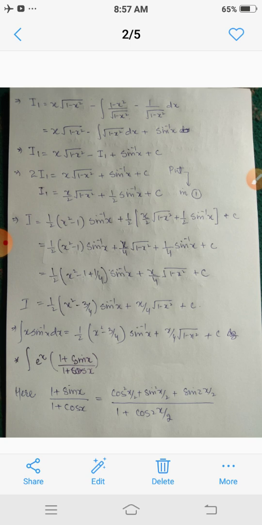By distributing this denominator, it is (1 minus x square) upon 1 minus x square root 1 minus x square, minus 1 by root 1 minus x square. Now it is the integral of root 1 minus x square dx plus 1 by root 1 minus x square, since minus minus becomes plus. Its integration is sine inverse x. So which implies that I1 is root 1 minus x square.